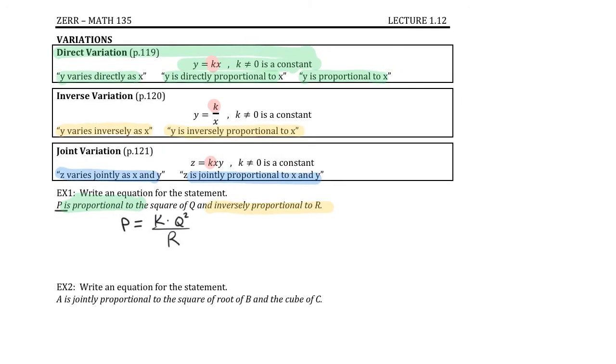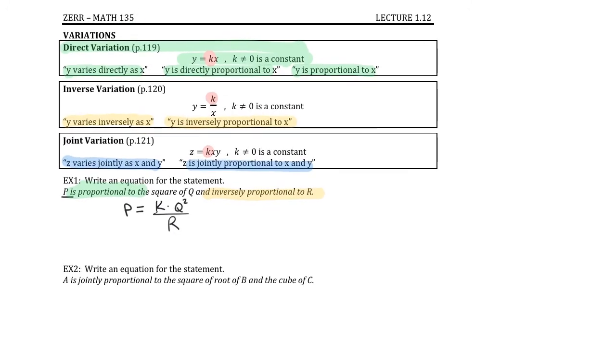Okay, let's try another one. A is jointly proportional. Okay, I see that jointly proportional, so that tells me that I need to multiply. I'm going to multiply two things: the square root of B and the cube of C. So I set myself up: A is, so there's my A equals. Anytime there's that word proportional or varies, I know I need to have a K.